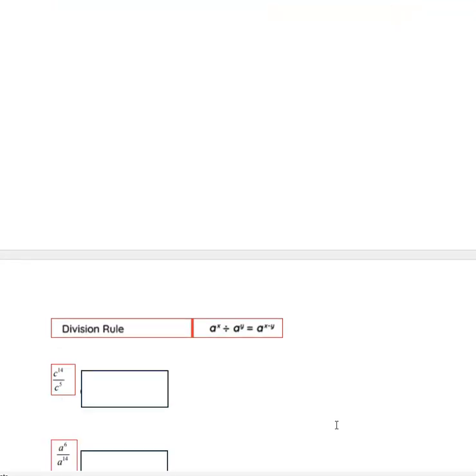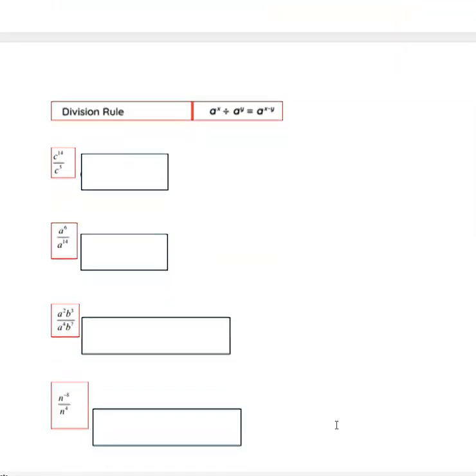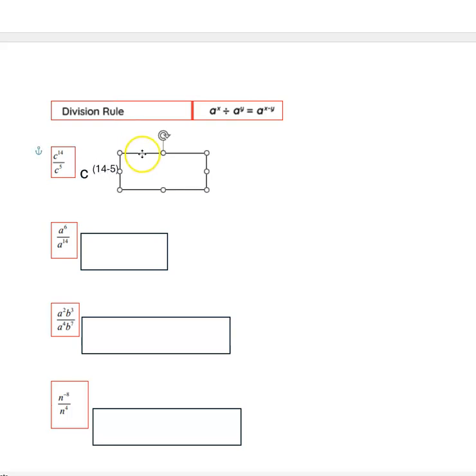Okay, now our next rule is called the division rule. It is very, very similar, except when you have the same bases and you divide, you subtract the exponents. So a lot of times you'll have them as over each other. That's division. So if I have c to the 14th divided by c to the 5th, I would subtract the exponents, and I get c to the 9th power.